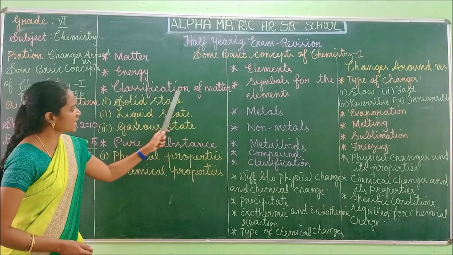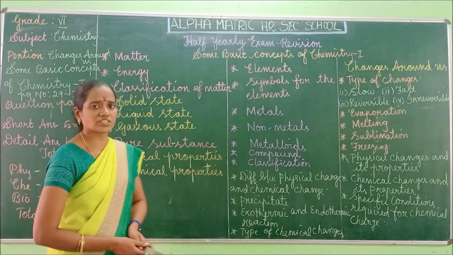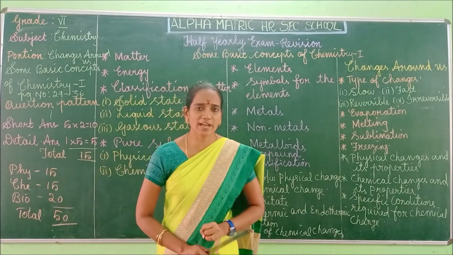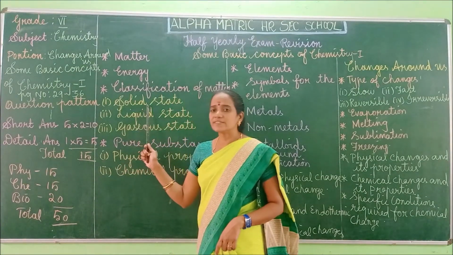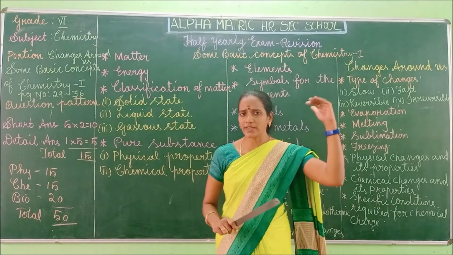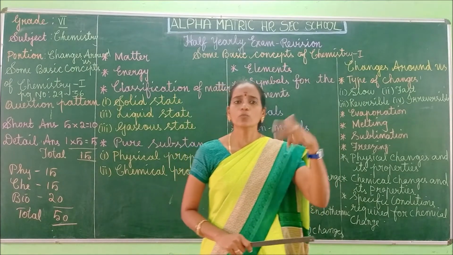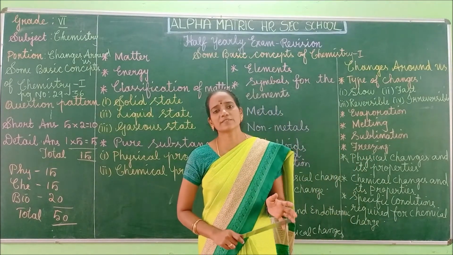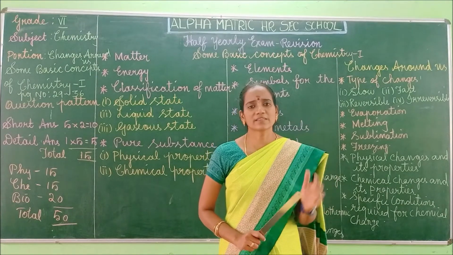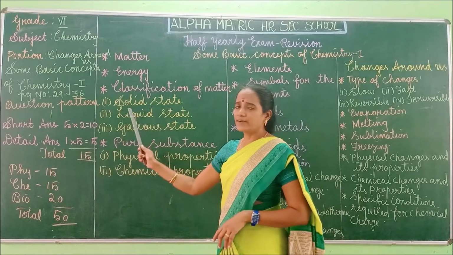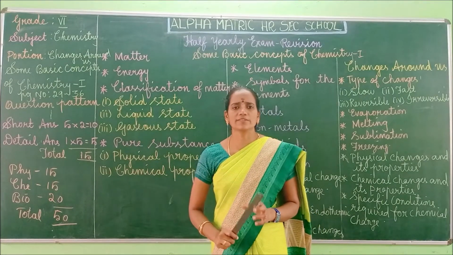Next one is classification of matter. In that, matter generally can be classified into 3 types: solid state, liquid state and gaseous state. When you go to higher classes, you will learn about 2 more states also, that is plasma state and Bose-Einstein condensate. This you will learn in the 7th standard. Okay. So, solid state.